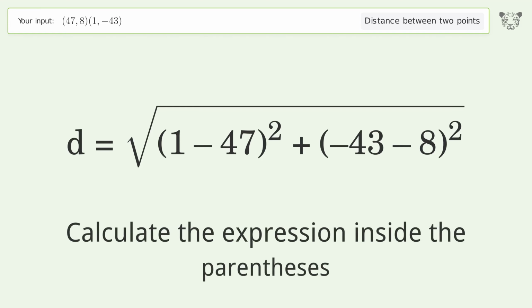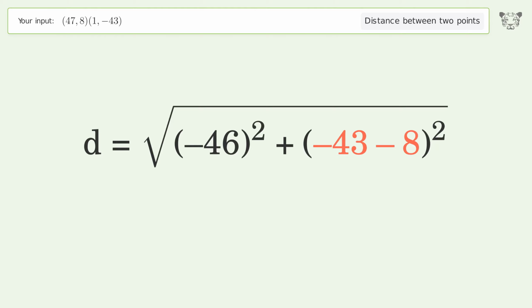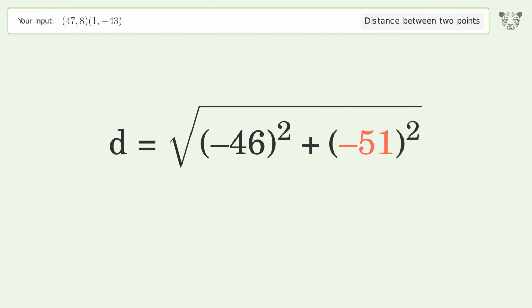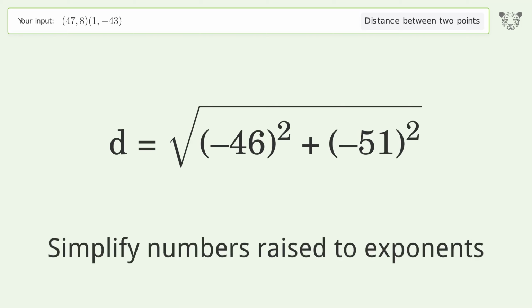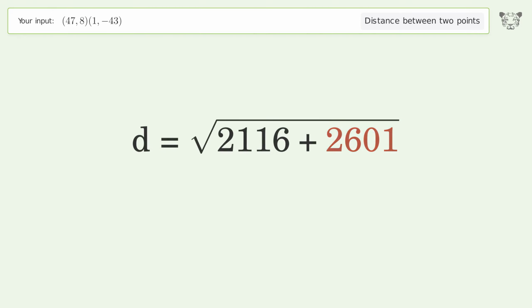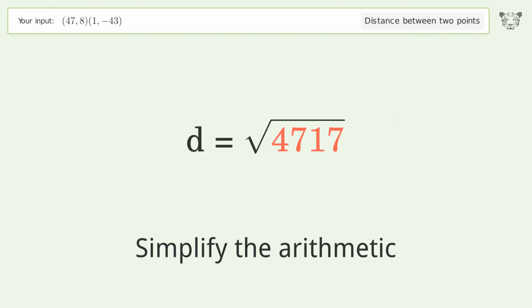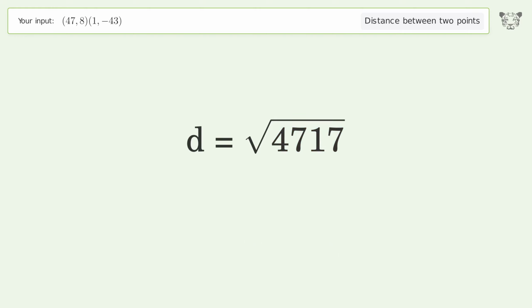Calculate the expression inside the parentheses. Simplify numbers raised to exponents. Simplify the arithmetic. And so the distance between the 2 points is the square root of 4,717, or 68.68.